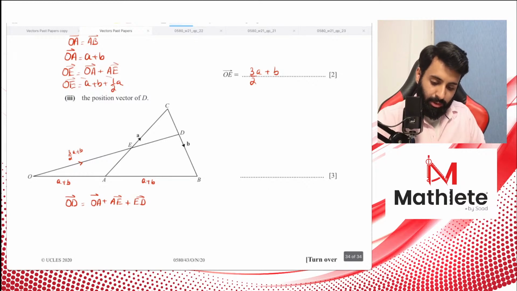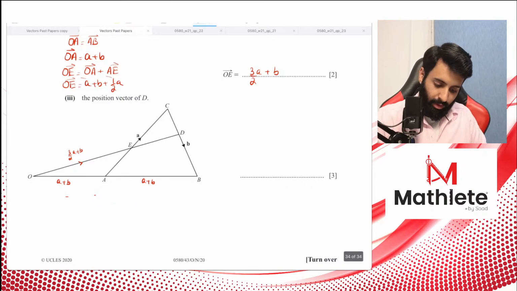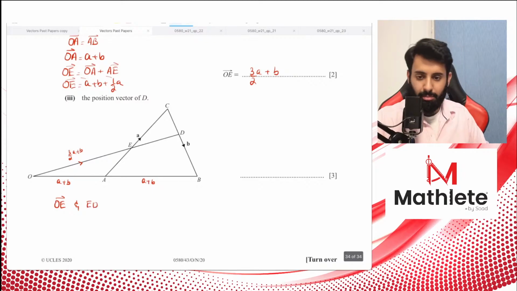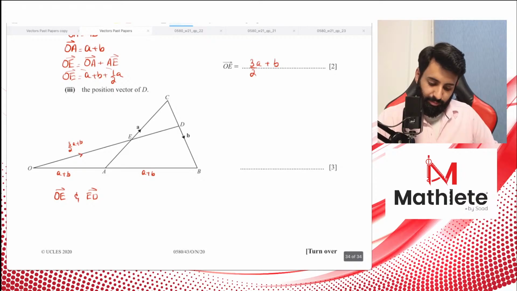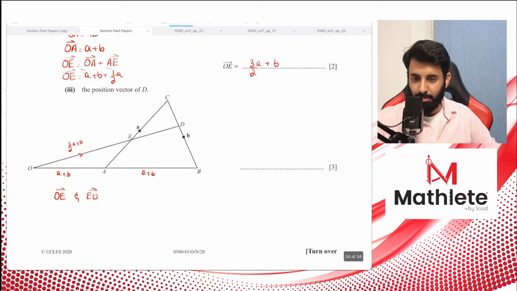Let me show you. This is where the concept of parallel and everything is used. Now, what can you tell me about OE? This is a question for you guys. What can you tell me about OE and ED? Think about it. The thing is, we don't have BD.